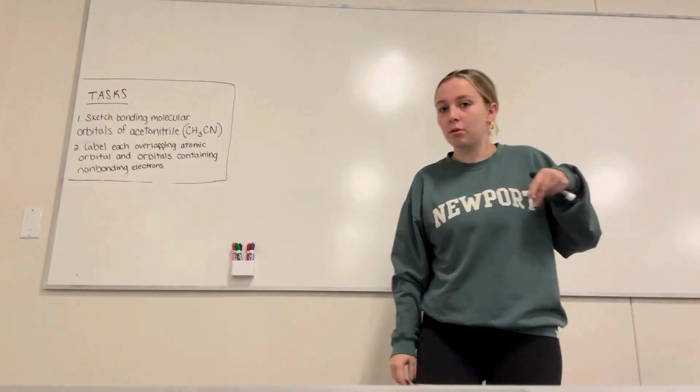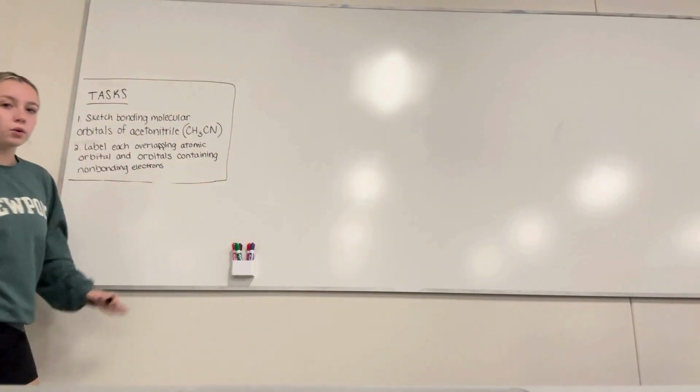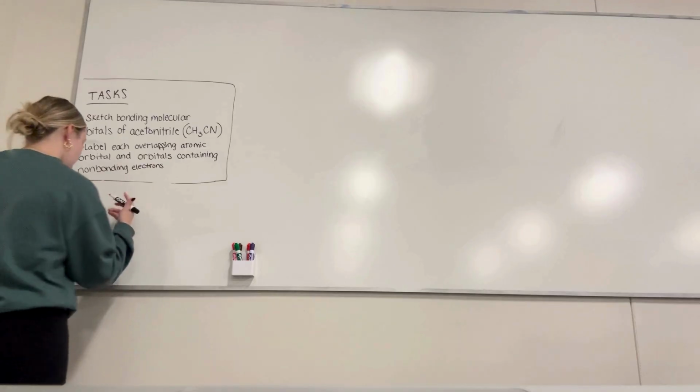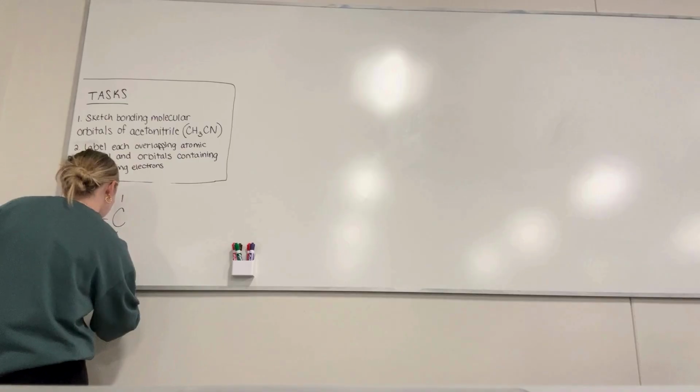Hi, this is my video assignment 1. So I just wrote out the task up here just to make it easier. So the first thing I do, I draw out the Lewis structure for the CH3CN because I just find that to be easier to go off of a drawing.